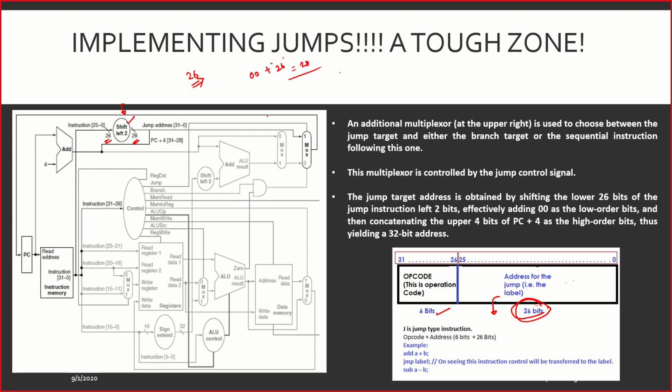So what I mean is very simple. You already have the 26-bit field, add 2 zeros prefixing it, and that's all, you are done. Now what we need to do is a simple math. We need to concatenate the upper 4 bits of PC plus 4. What do you mean by that, sir? I have got the PC plus 4 here, and I will take the topmost 4 bits of PC plus 4. So bits 28 to 31 are available here.